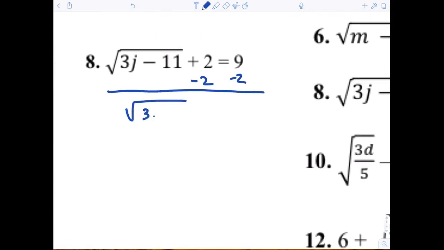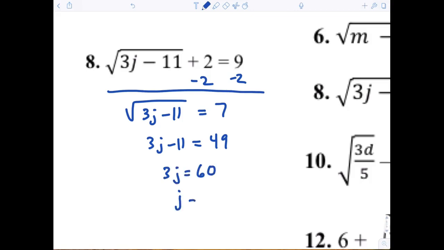Square root of 3j minus 11 equals 7. Now what do I do? Square both sides. 3j minus 11 equals 49, right? Everybody okay with that? So now 3j equals 60. So j equals 20.